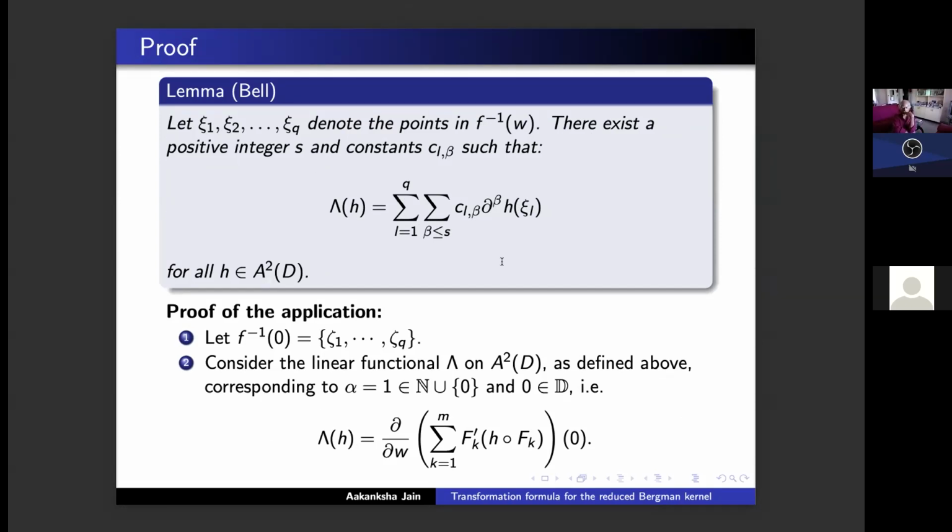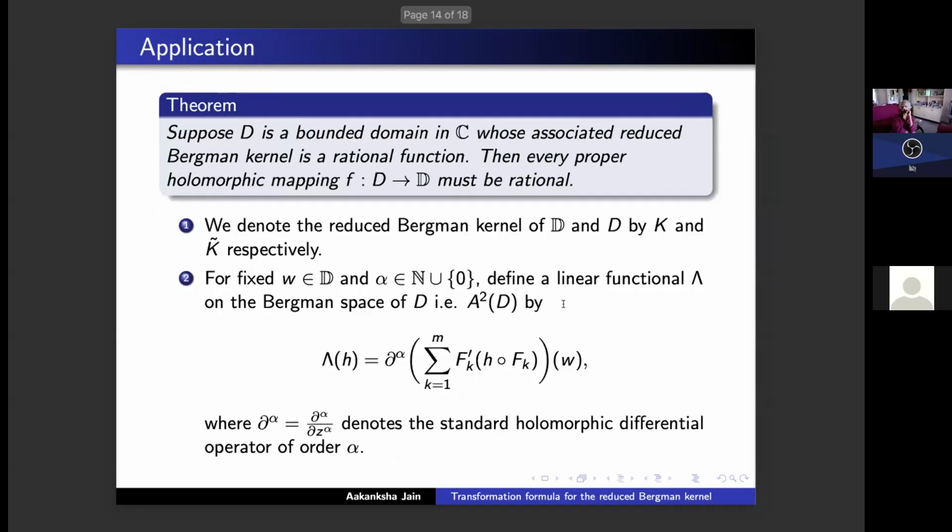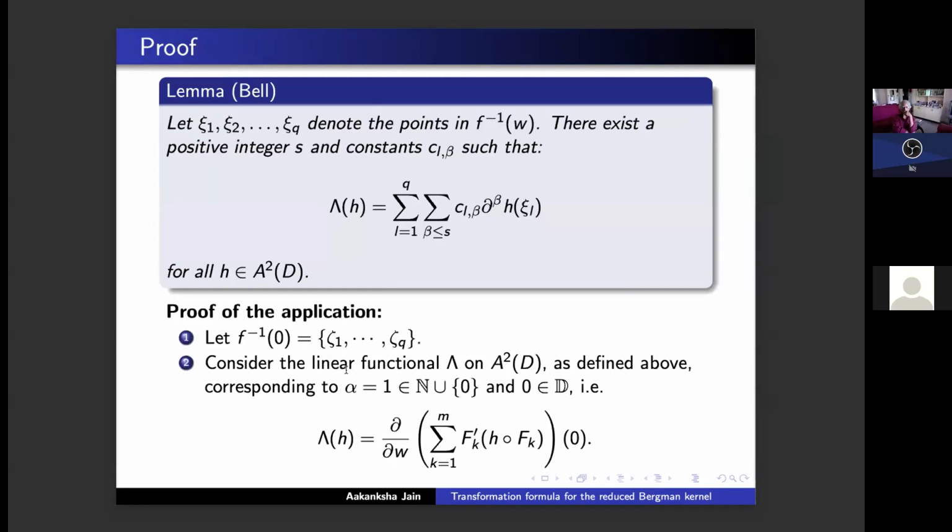So, coming to the proof of the theorem. Assume that the inverse image of 0 under f is the set given by zeta 1, zeta 2, and so on, zeta q. Now, this linear functional lambda corresponded to a fixed point w in the unit disk and a non-negative integer alpha. So I'm taking the linear functional on A2 of D, that is, the Bergman space, corresponding to alpha equals 1 and the point 0 in the unit disk.